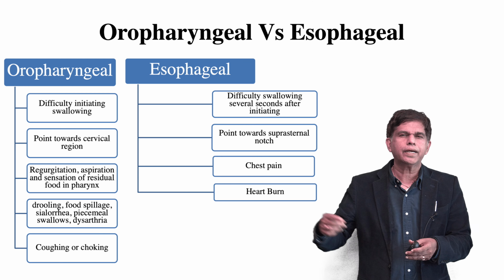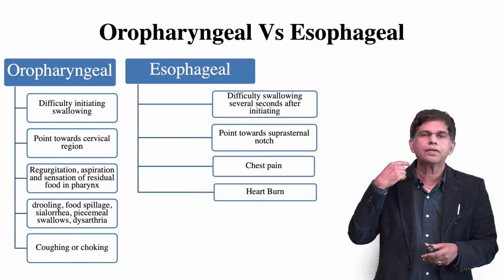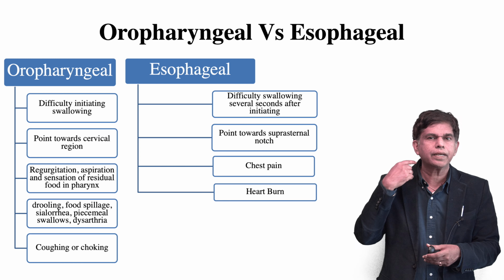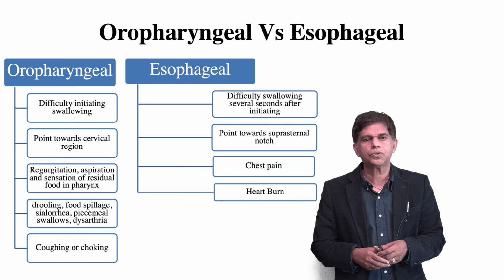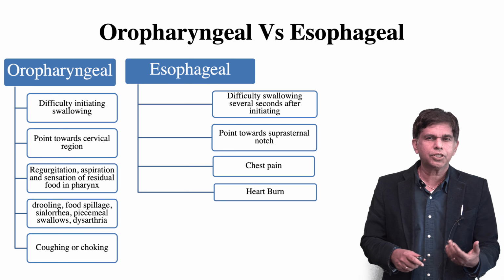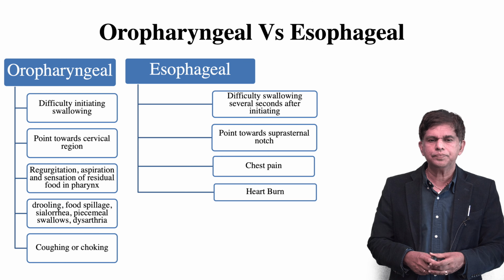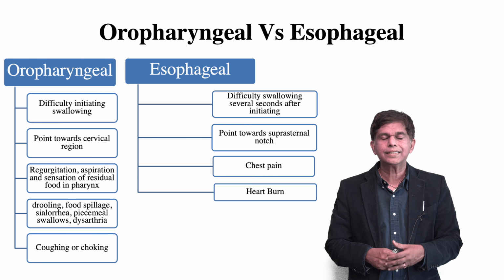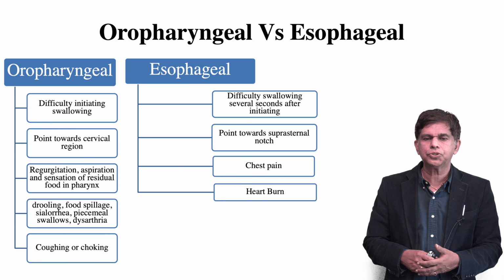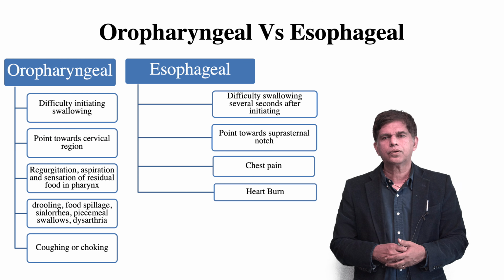They will usually point towards the cervical region, where food is having an issue when we are swallowing. There's always regurgitation of food, aspiration, and drooling of secretions. Sialorrhea is there. Dysarthria, coughing and choking. All these are about the oropharyngeal phase.